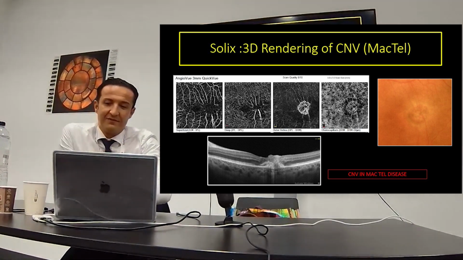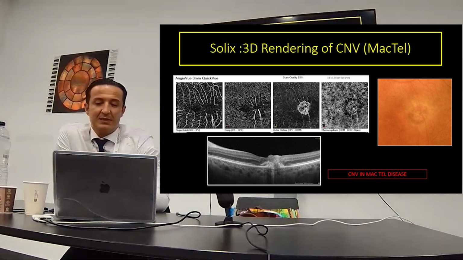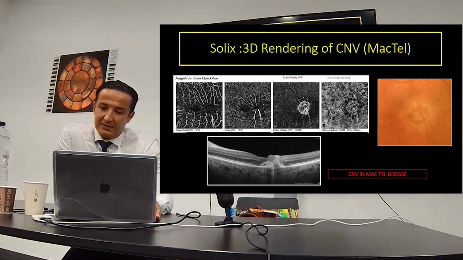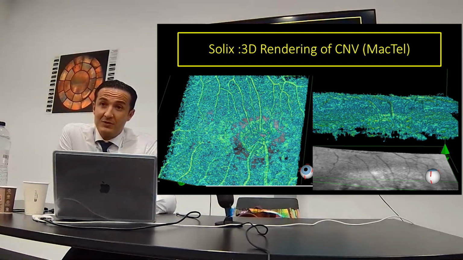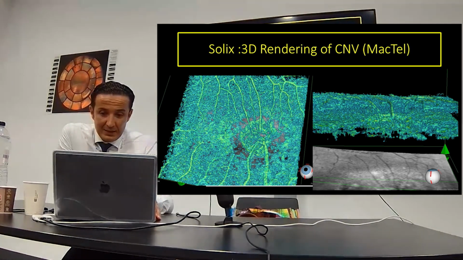Another case of CNV complicated by a macular telangiectasia, and look here, in 3 dimensions, you can see the abnormal connection between the superficial plexus dilated with intraretinal CNV. And look here, this connection with capillary dilation directly in the CNV in three dimensions.